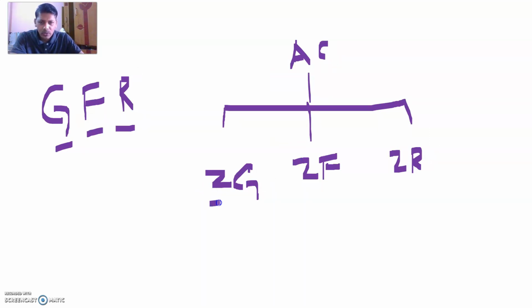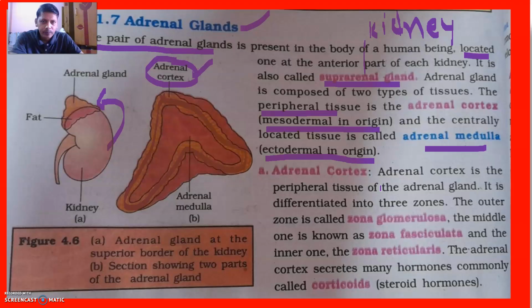What is the outer zone of the adrenal cortex? Zona glomerulosa, then fasciculata, and zona reticularis. The outer zone is called zona glomerulosa, the middle one zona fasciculata, and the inner one zona reticularis. The trick is GFR from outside to inside, RFG from inside to outside.